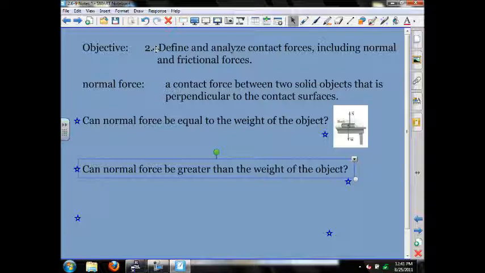What if I push down at 2 newtons? Now, what downward forces do we have? Gravity at 10, me pushing down at 2, right? Normal force would be 12 newtons pushing back up, right? Because if the forces down are more than the forces back up, it's going to move down. Does that make sense? So if you're pushing down on an object, or anything pushing down on an object, the weight is going to be less than the normal force.